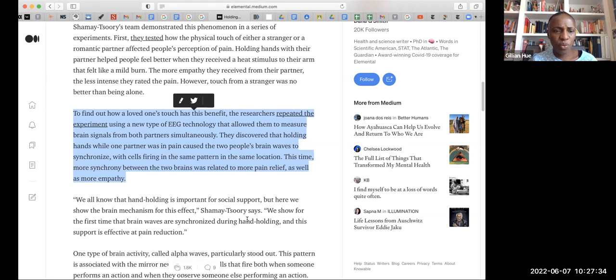But this is something that we probably know intuitively. I think many of us, if you see someone who looks upset or is crying or looks like they're in pain, we reach out and we touch them.